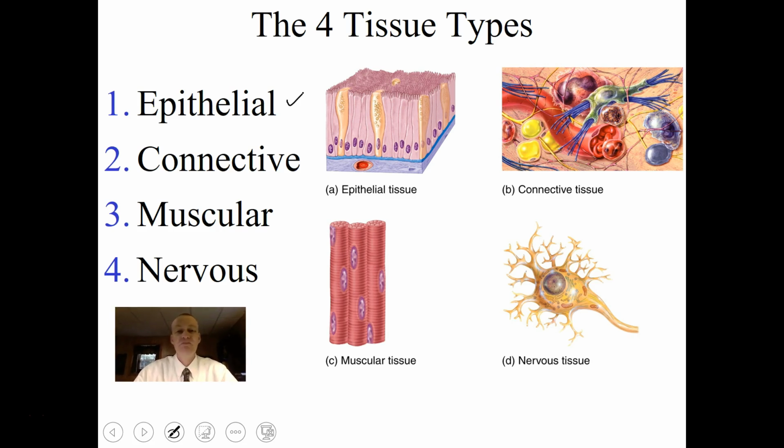So the 4 types of tissues include the epithelial tissue, and this would be tissue that's found like in your skin. If you take your tongue and run it around inside your mouth, that's all epithelial tissue that your tongue is feeling, and it's covering the surface of your tongue.